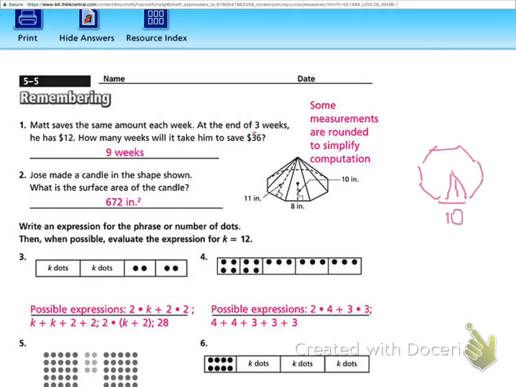It's 10 on a side, 8 to the middle. 10 times 8 is 80. Divide it by 2 because it is a triangle, and that's 40. You multiply that by 8 sides. Then you do the same thing for these large triangles on the outside, right?